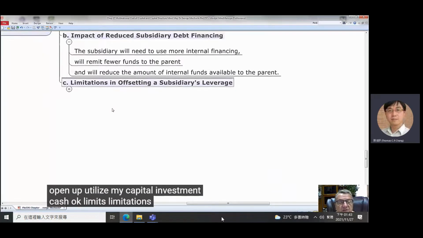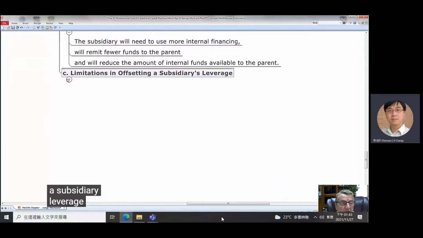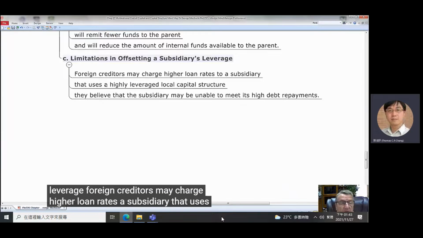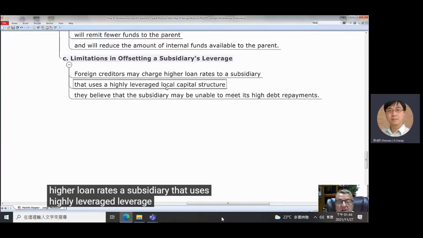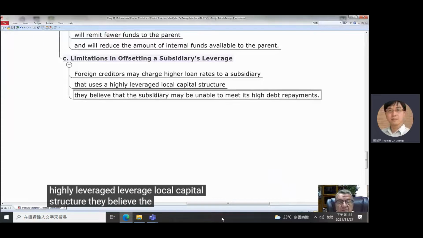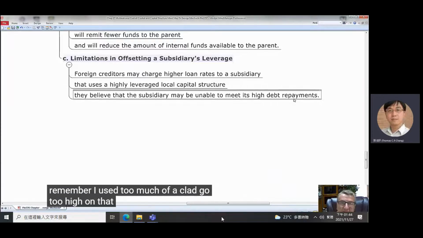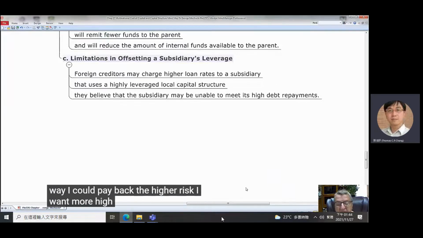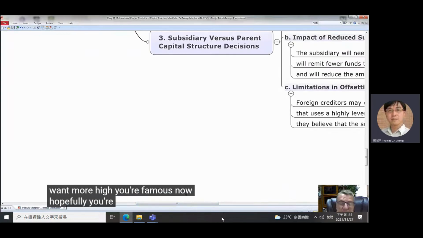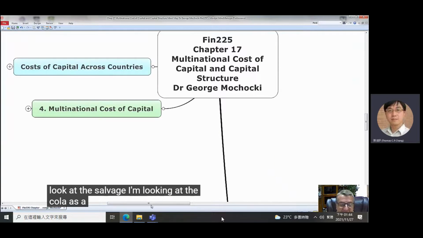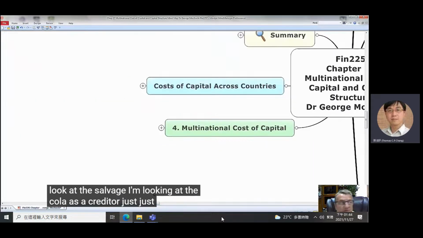Okay, limitations in offering a subsidiary leverage. Foreign creditors may charge higher loan rates to a subsidiary that uses a highly leveraged local capital structure. They believe the subsidiary may be unable to pay its high debt repayment. Remember, if I use too much collateral, too high on that, and I default, there's no way I could pay it back. The higher the risk, I want higher payments now. Hopefully, it'll offset it. When I look at the salvage, I'm looking at it as the creditor this time.